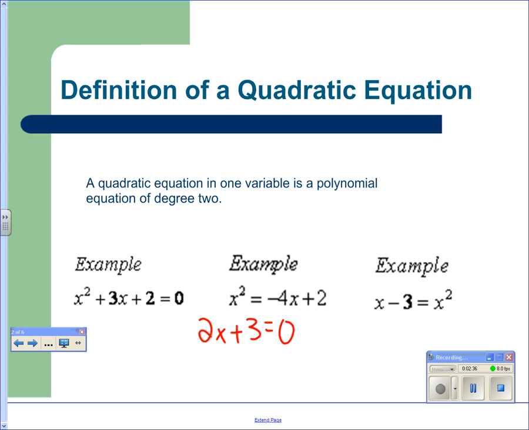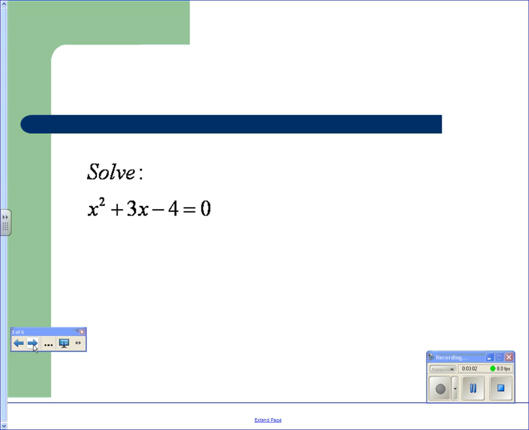You may or may not be able to factor those, but they are still quadratic equations. Does that make sense? Yeah, this would be linear. Well, how do you know? It only has one variable, and the exponent is a 1. That's what we normally do, right? Yeah, this would be a vertical line. Okay. You've done these before, right?